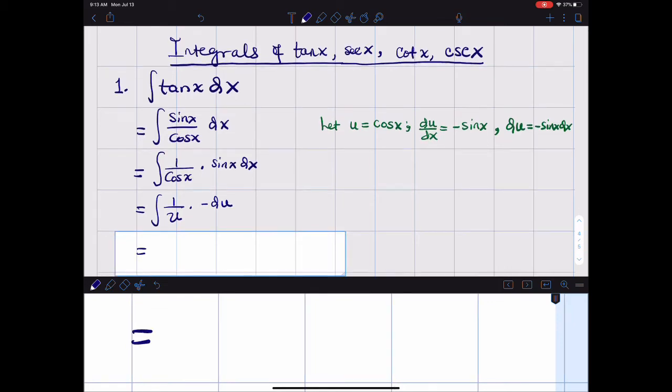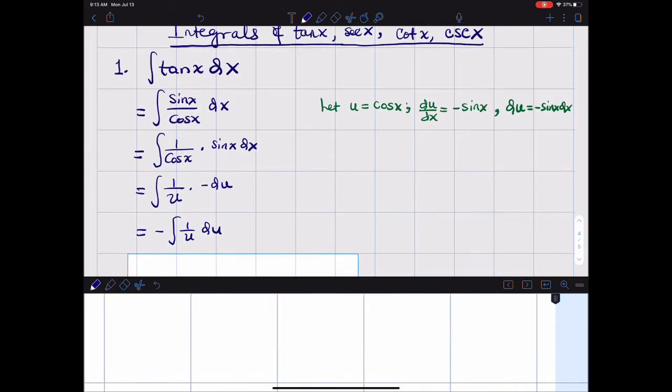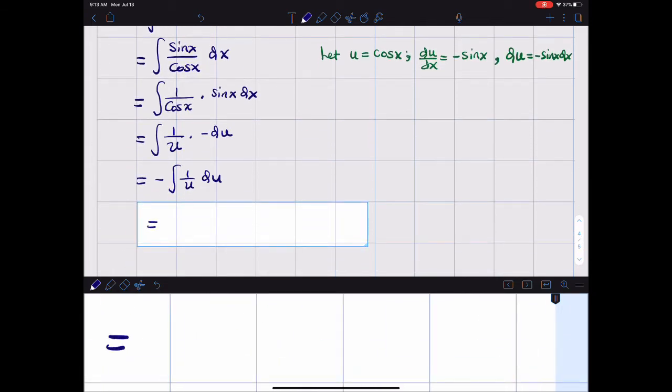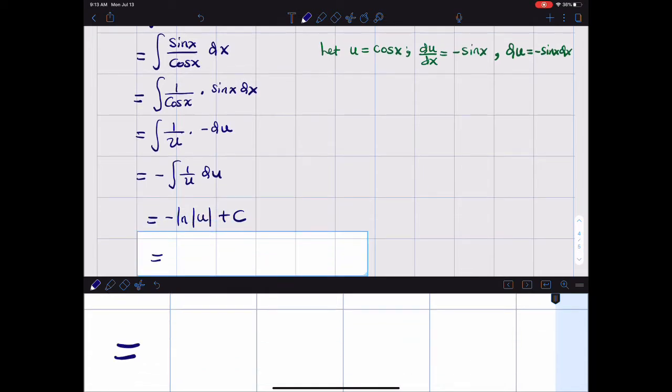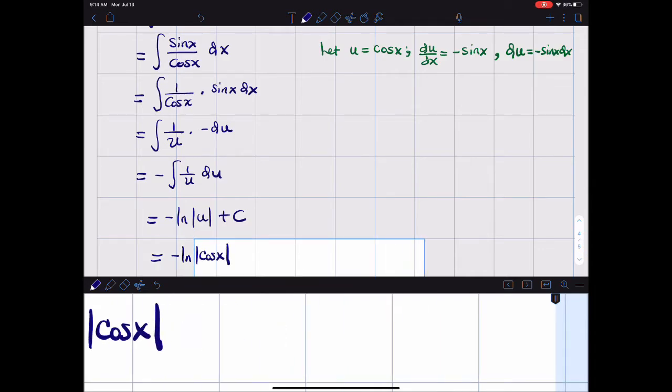We can factor out the negative, and this is the same as natural log of the absolute value of u plus c. However, u was cosine of x, so this is minus natural log of the absolute value of cosine of x plus c.